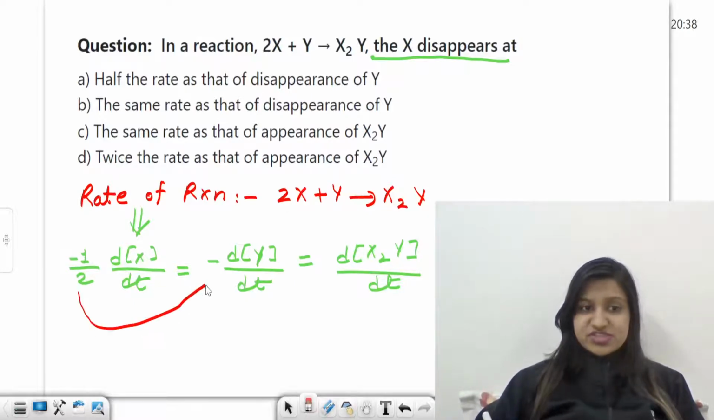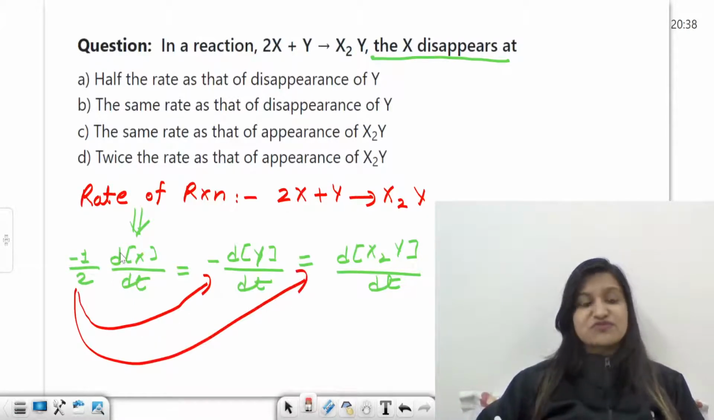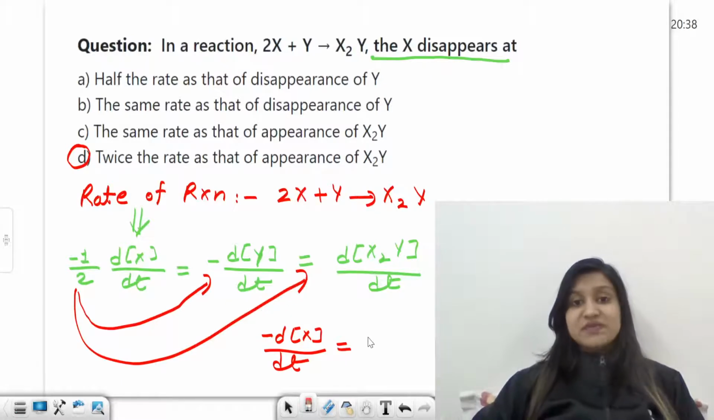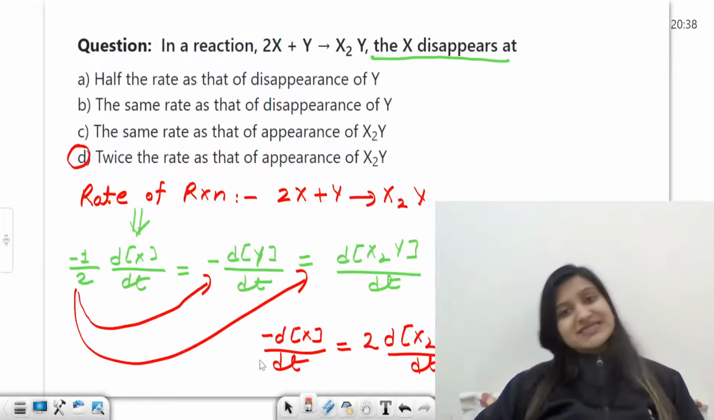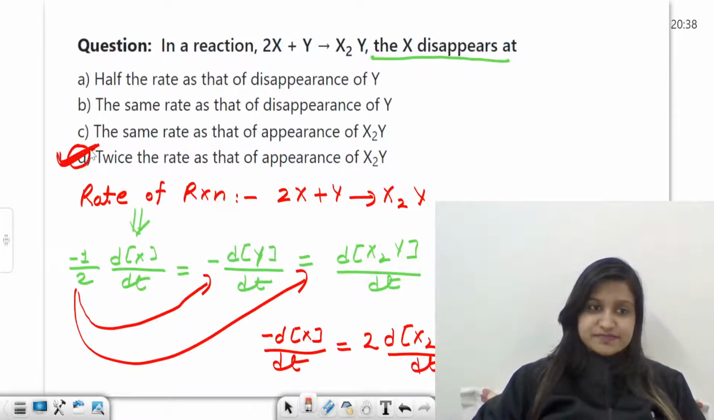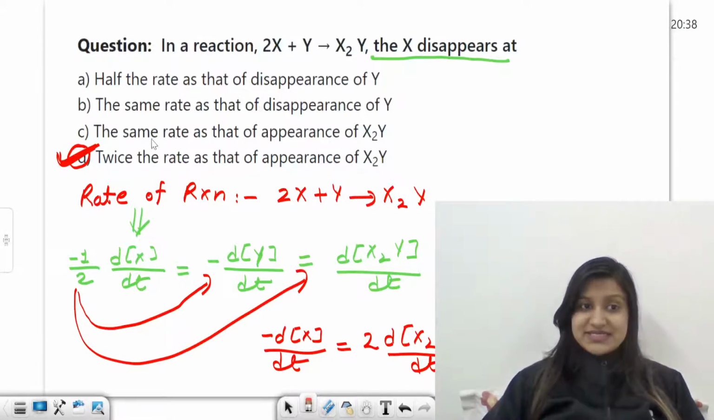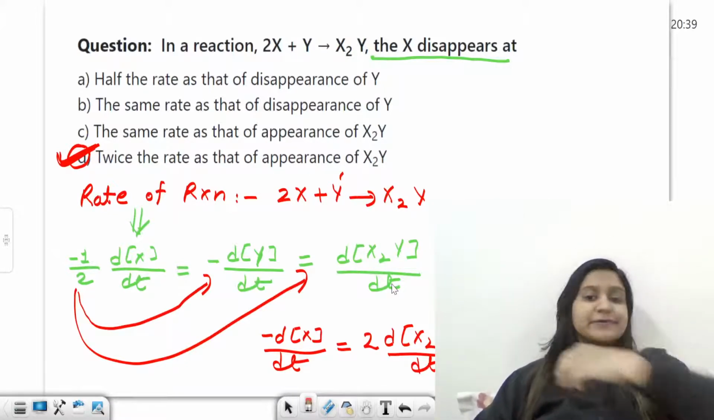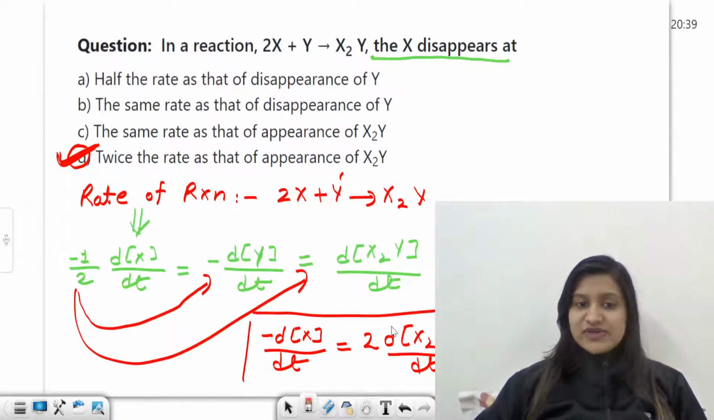You can just shift this to here or here if you just want to calculate minus dX by dt. So you can say, see, twice, only in option number D. So minus dX by dt will come out to be twice the rate at which X2Y appears. So we can see that. So this is our correct option. So the X disappears at twice the rate as that of appearance of X2Y. All right. So that's how we calculate.